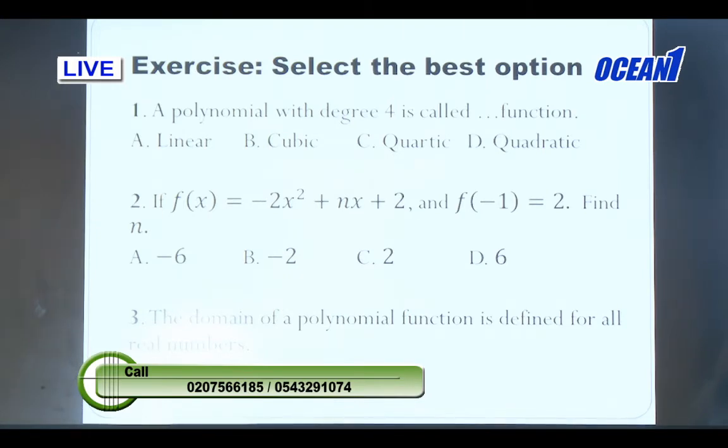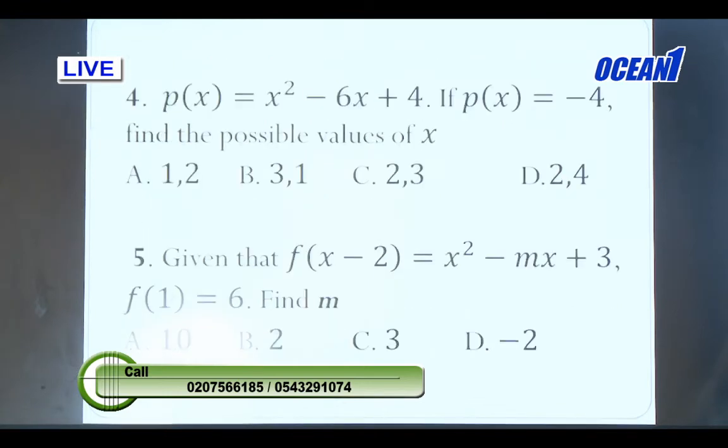Okay. So we have a polynomial of degree 4, that's the two. Can we get the next 2 questions? Now question number 4, P of x is equal to x squared minus 6x.